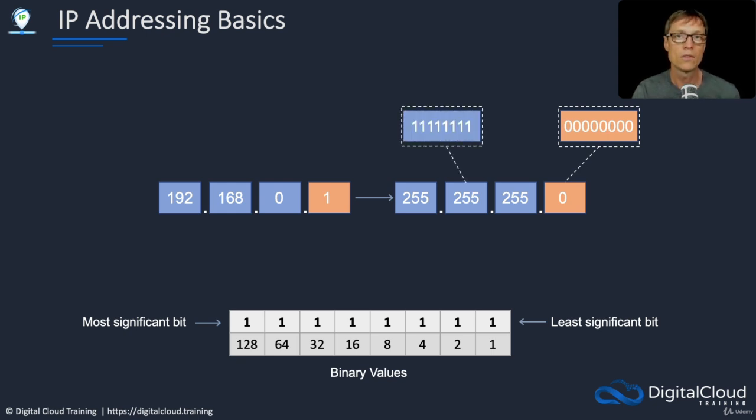If it's all ones, the value is 255, because that is the value of adding all these up. If you add up 128 plus 64 plus 32 plus 16 plus 8 plus 4 plus 2 plus 1, you'll get 255. Now, if you add up 128 plus 64, which are these 2 ones on the left here, you'll get 192. So that's how I know that this number here is 192.